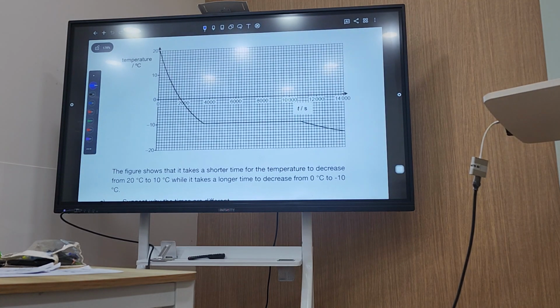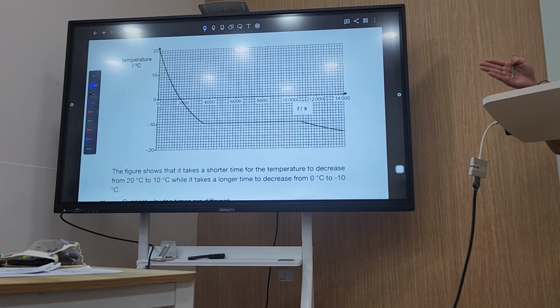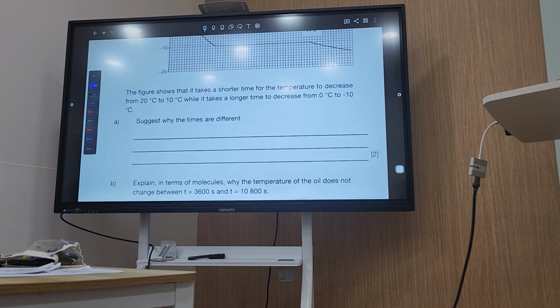We remember that the hotter something is, the faster you lose heat. Correct? Or to be more accurate, the bigger the temperature difference between two things, the faster heat is transferred. Do you remember this? Some yes, some no. That's fine, so let me explain.